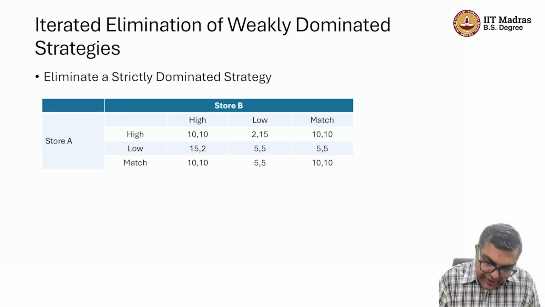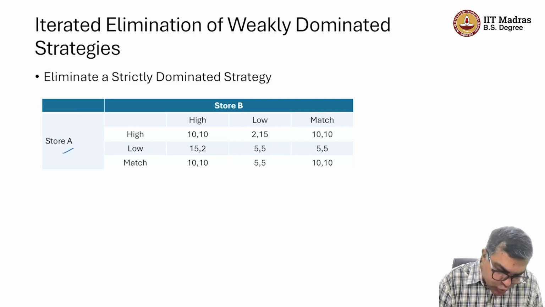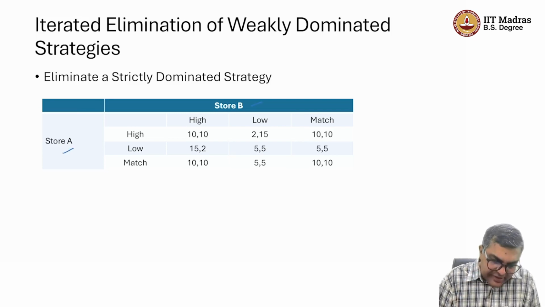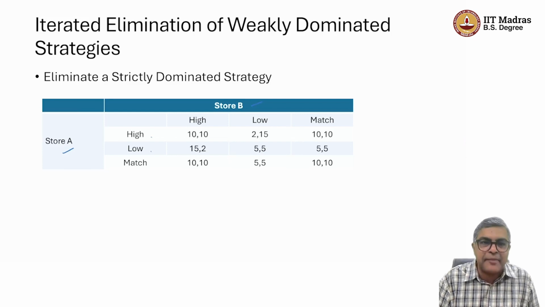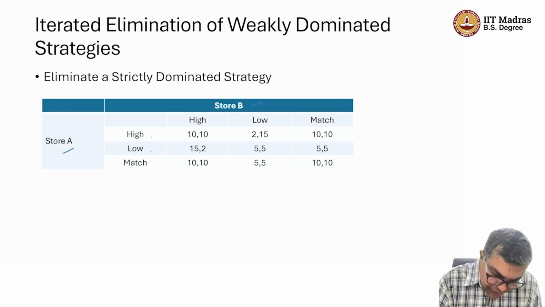Look at the game here. There are two stores selling items. They can have a high price, a low price, or they can match the price of the other. You see that for store A, high gets weakly dominated by match, because 10 is equal to 10, and here 10 is equal to 10, while 5 is greater than 2.